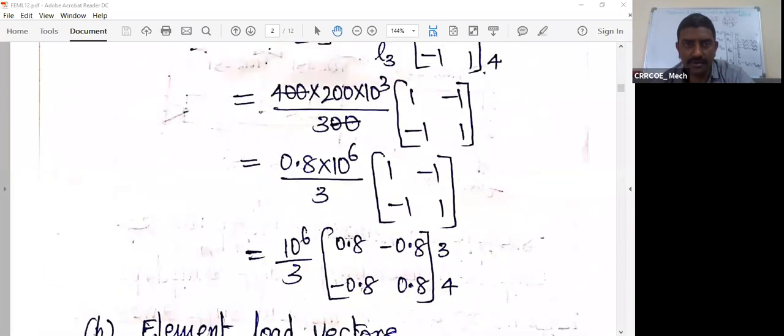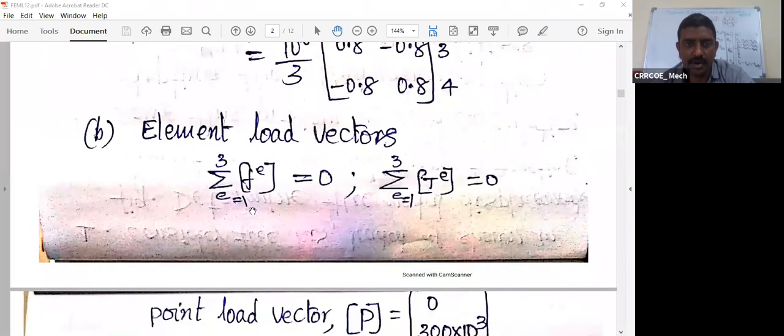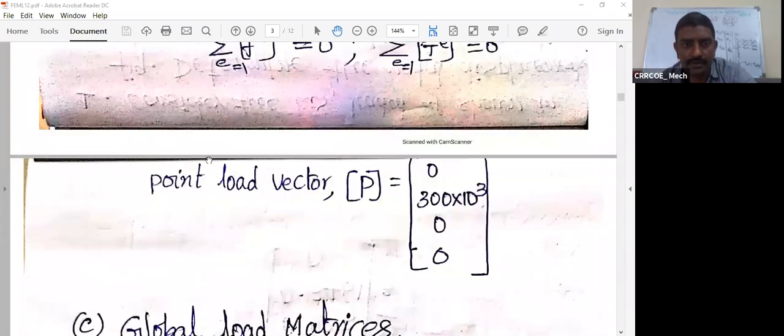So element body force vectors. The element load vectors are the summation of element body force vectors, which are 0, and the summation of element traction force vectors, which are 0, because there are no such forces on the structure. Only the point load is acting. Therefore, the point load vector for the entire structure is: at node 1, 0 force; at node 2, 300 into 10 cube newtons; at nodes 3 and 4, zeros.